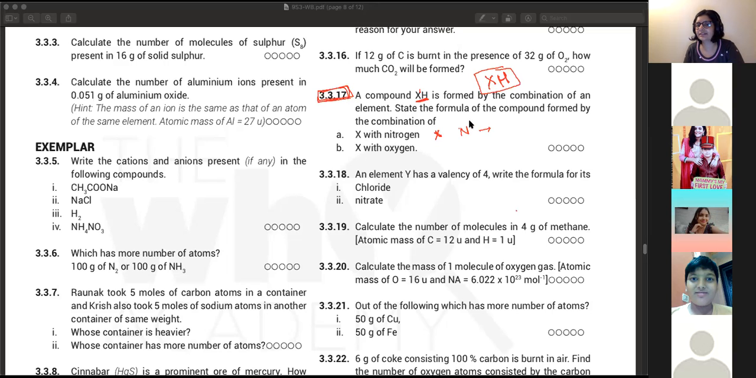What is the valency of nitrogen? First one. Nitrogen is 3 minus, no? Yes, ma'am. X is 1. So when you do crisscross, you get X3N.